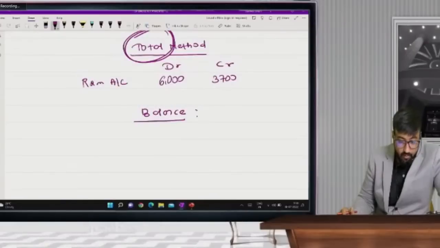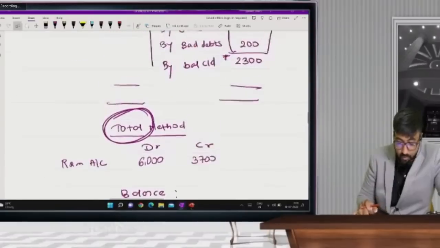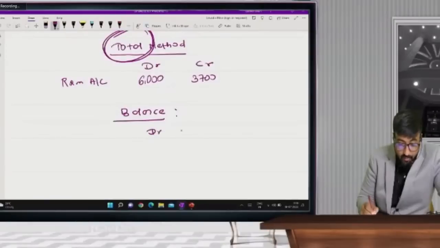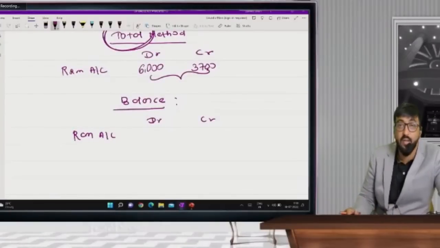Okay. Debtor becomes giver. But whenever there is a balancing figure, I normally used to put a star mark. Subhalakshmi ji, RAM account, instead of this, debit is more.